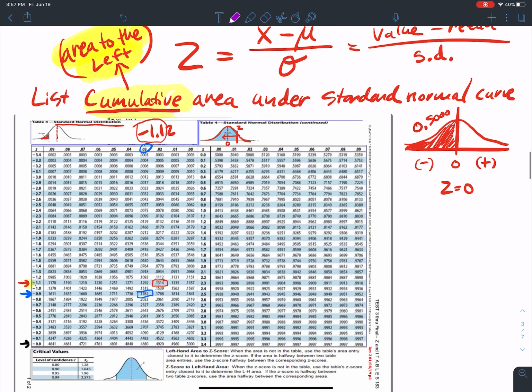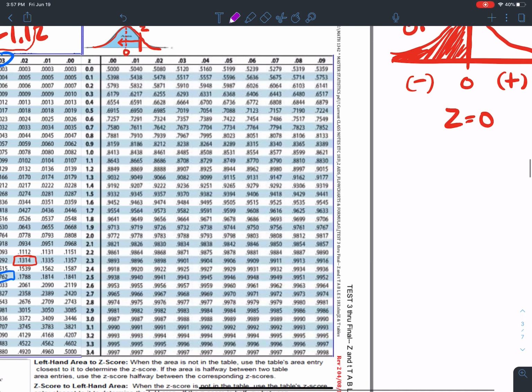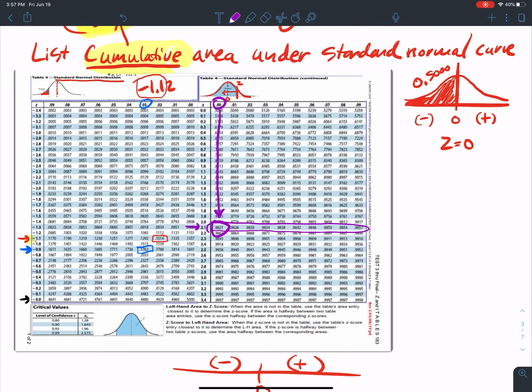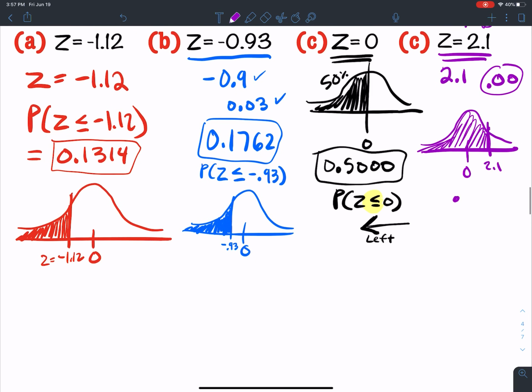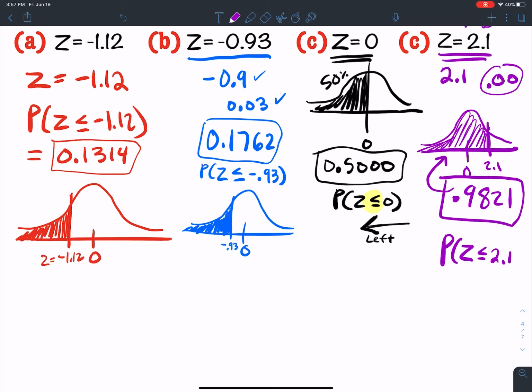So I go to 2.1, see if I can find 2.1. 2.1 looks like it's right there. So I'm on this row, and then I want the 0. 0 is the first one, so I come down. And I got, what, 0.9821. Okay, so that's my area shaded right there. That's the probability that z is less than or equal to 2.1. That's 0.9821.